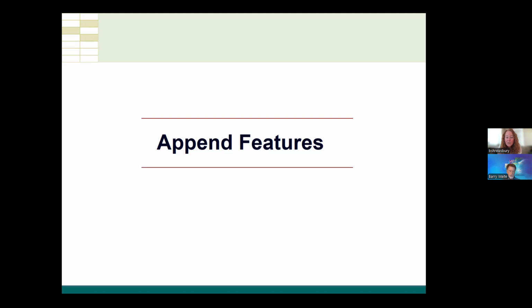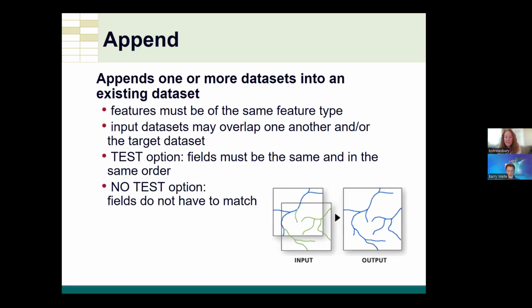Okay, so appending, we're going to do append and merge, I believe. Append is when you have a data set and you want to add another data set to it. So here we've got probably streams or something, and you've got two different data sets, the blue one and the green one. You can put them together and say append, and it gives you your output data set. It's a nice way of having your features all in one layer rather than trying to manage two different layers.